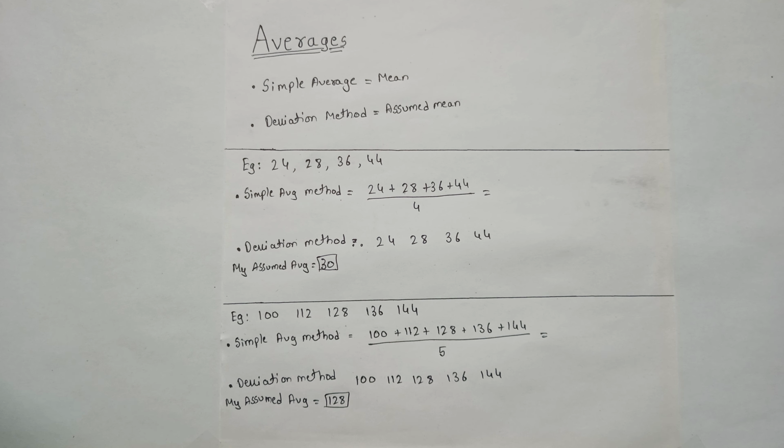In today's video we are going to learn about averages. There are two easy ways to calculate average. The first one is simple average, which is also known as mean, and the second one is deviation method, which is also known as assumed mean. We will be learning both the methods through the examples given below.